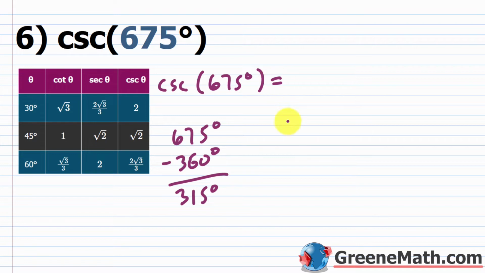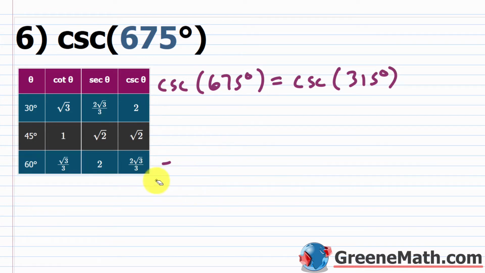So this is my coterminal angle. So I'll say this is the cosecant of 315 degrees. Let me get rid of this part right here. Again, I don't have anything for 315 degrees here, so I've got to rely on my reference angle until I can memorize the unit circle.